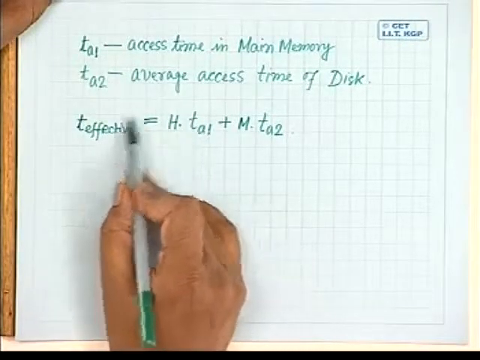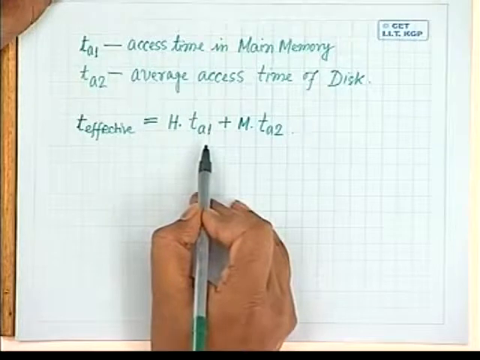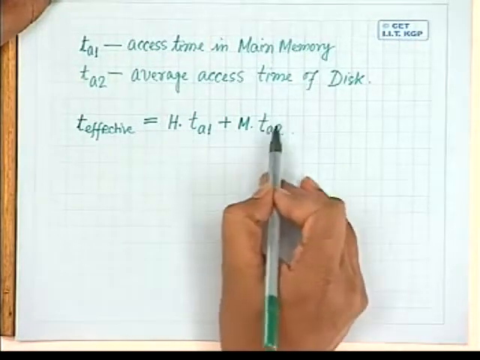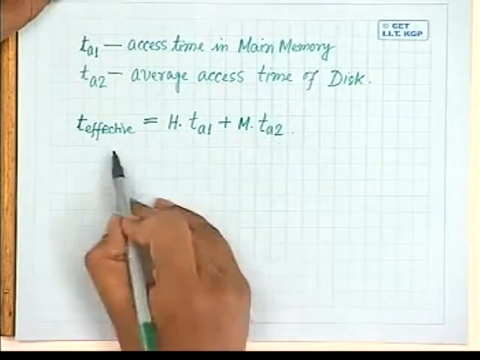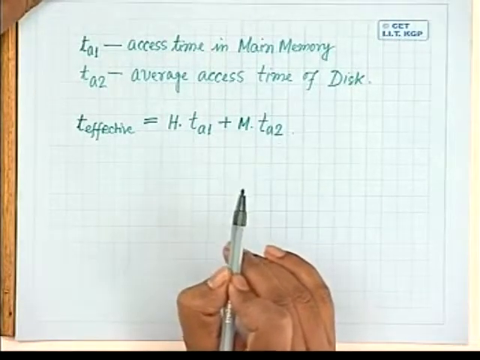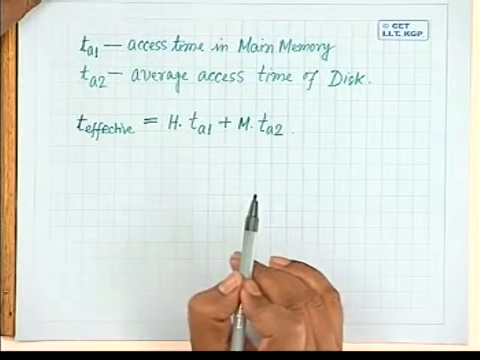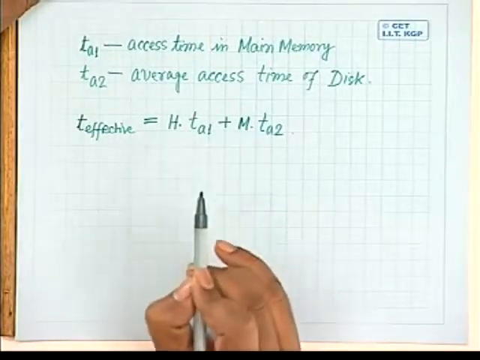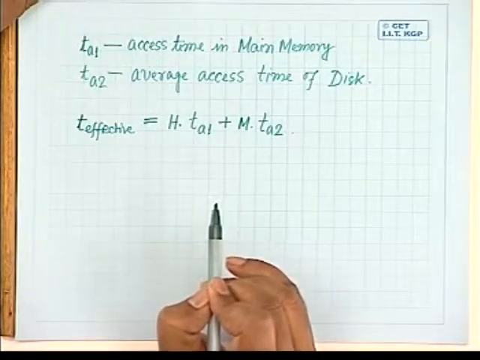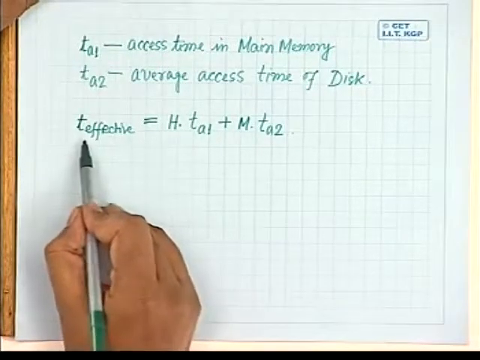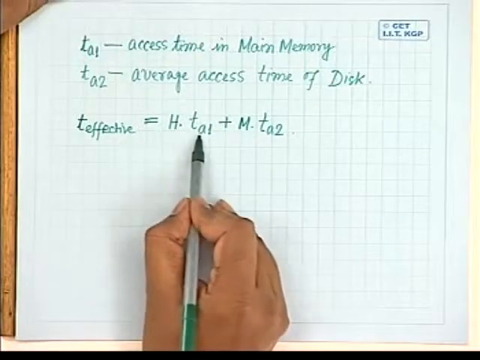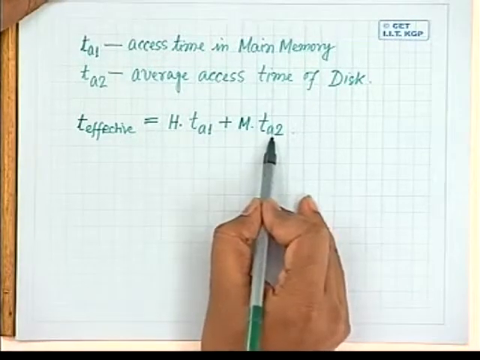Okay. However, that is a very costly affair because we cannot go for such a big amount of main memory. At the same time, if we put everything on the disk, it is costly in terms of time because the system will be extremely slow. So I have a compromise by having a two-level hierarchy of memory, the main memory and the secondary memory, and in this case the effective access time will be h times TA1 plus m times TA2.